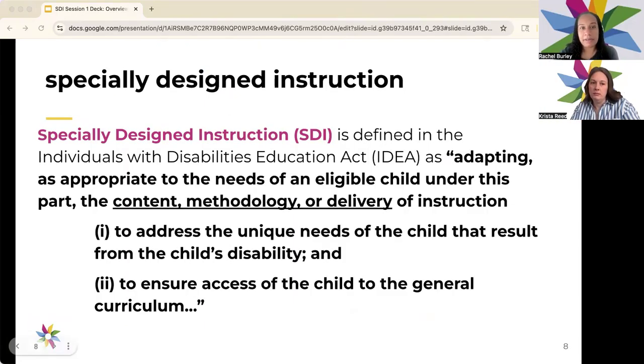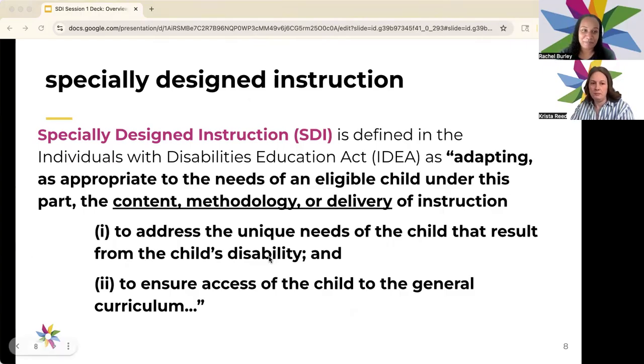So we're going to talk about what specially designed instruction is and how it officially connects to special education. So we'll start with the official definition, which can be found in IDEA, the Individuals with Disabilities Education Act. They tell us specifically what SDI is. So it reads, SDI is defined in the IDEA as adapting, as appropriate to the needs of an eligible child under this part, the content, methodology, and delivery of instruction, to address the unique needs of the child that result from the child's disability and to ensure access of the child to the general curriculum.